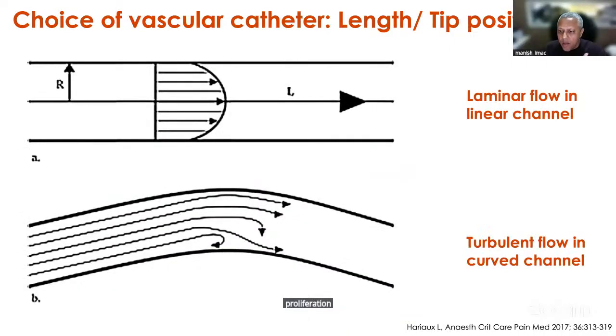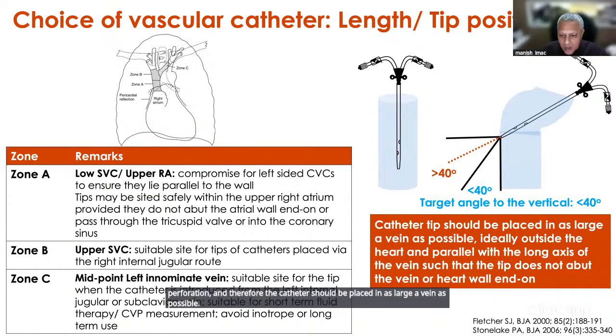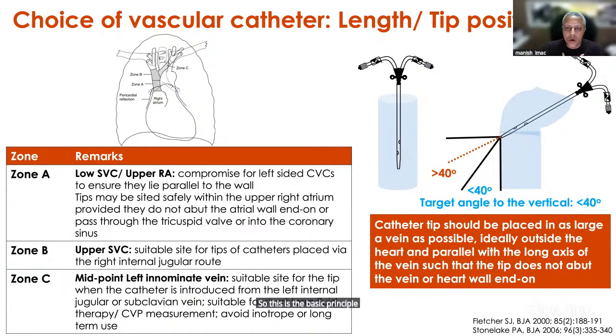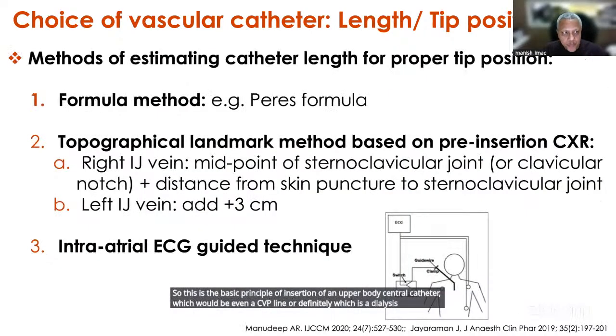And therefore, the catheter tip should be placed in as large a vein as possible, ideally outside the heart and parallel with the long axis of the vein, such that the tip does not abut the vein or the heart wall end on. So this is the basic principle of insertion of an upper body central catheter, which could be even a CVP line or definitely a dialysis catheter.